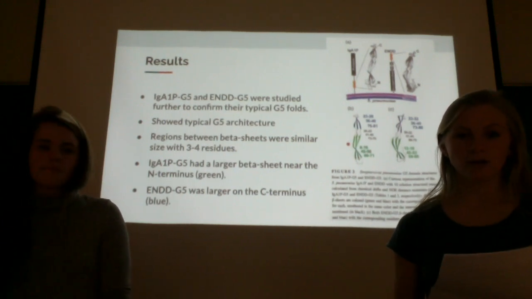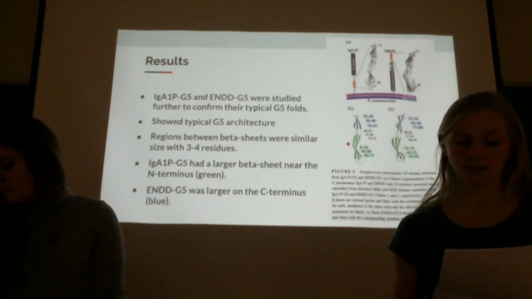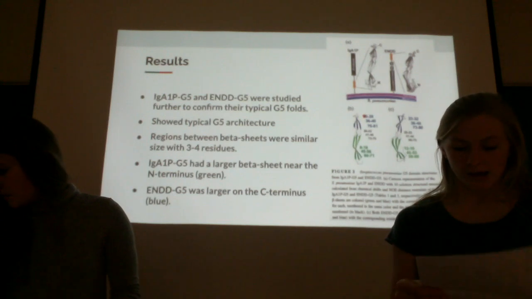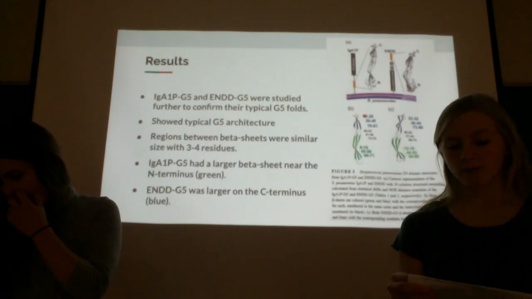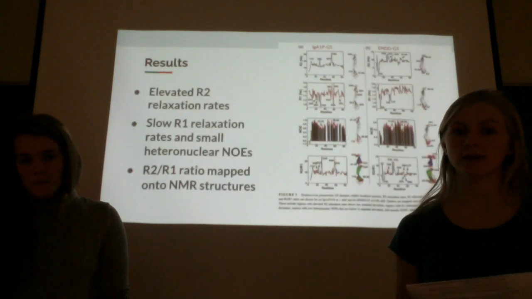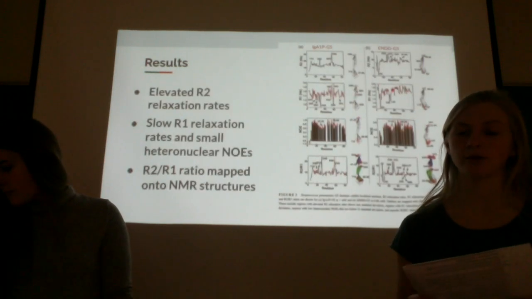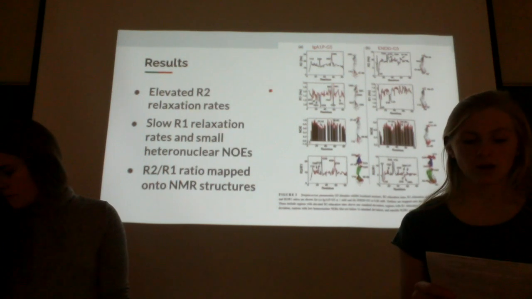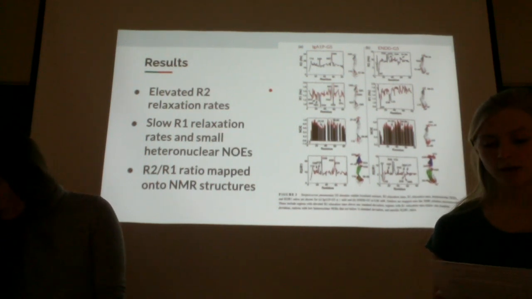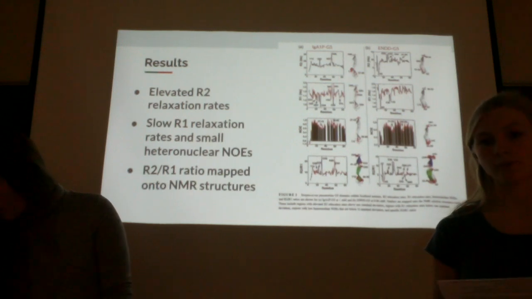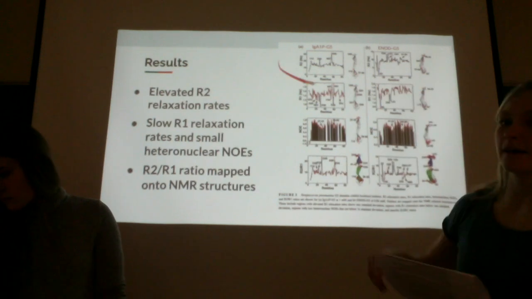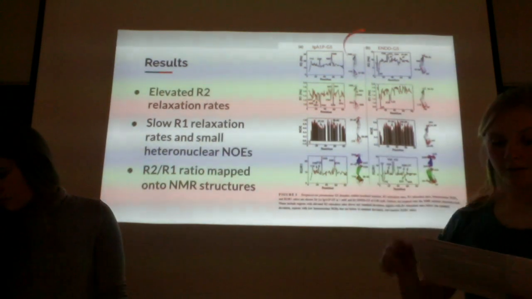They continued to look at the IgA1P and ENDD, but this time they looked at the dynamics of the G5 domains using R1 relaxation rates, R2 relaxation rates, and heteronuclear NOEs. The R2 relaxation rates were seen to be elevated in the loop regions, primarily at the ends of the G5 domains, as seen in the top of that figure for both sides.